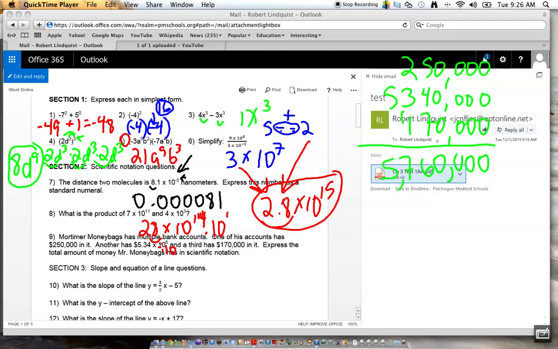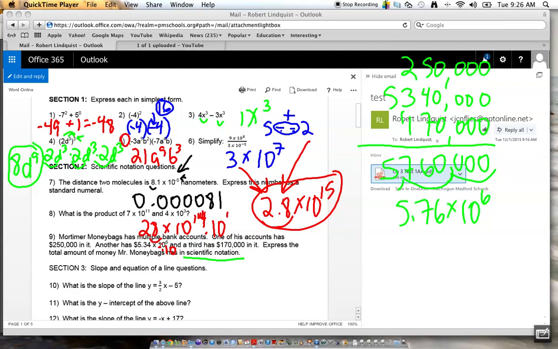Now, here's the problem I think some of you guys missed. It says here, express the amount of money Mr. Moneybags has in scientific notation. So if you wrote $5,760,000, you are correct. The problem is you didn't answer the question. The question says to express this in scientific notation, which means you have to go back and count the places, which is 3, 6, so it's 5.76 times 10 to the 6th. And that is the correct answer.